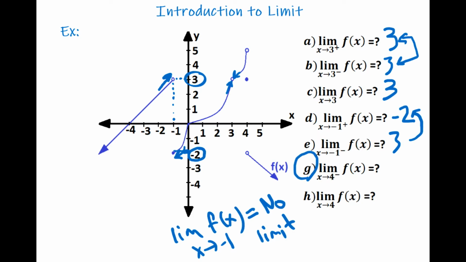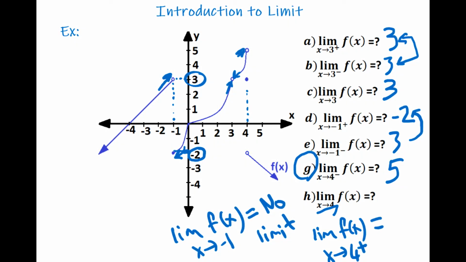Anyway, let's take a look at G. It says when x goes to 4 from the left side. Okay, this is 4 from the left side. The value is 5, so this is 5. What is the limit when x goes to 4? In order to answer this, I have to look for the limit when x goes to 4 from the right side as well. So let me write it here: limit of f of x when x goes to 4 from the right side.